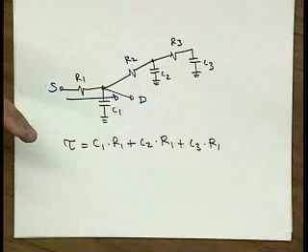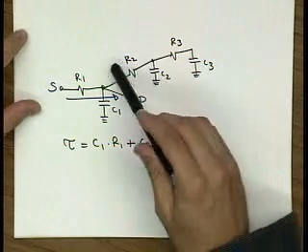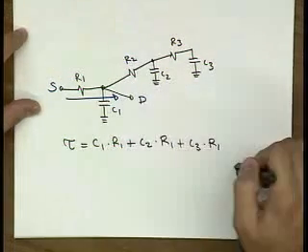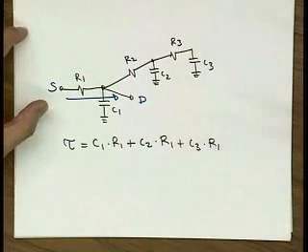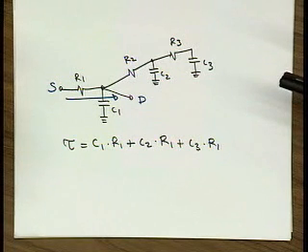And now you have to account for that, because now you have less current going through your C1 than what you would normally have if nothing was over here. And therefore you have longer propagation delay because of reduced drive current. Does that answer your question? Okay. Any other questions?